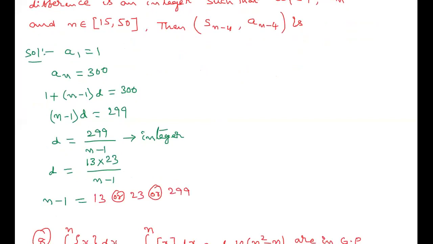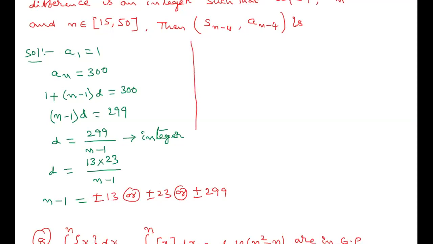The integer is given, positive or negative, they didn't specify. So we can take plus or minus 13, plus or minus 23, plus or minus 299. In place of n minus 1, take any one of the values. The common difference is going to be an integer.